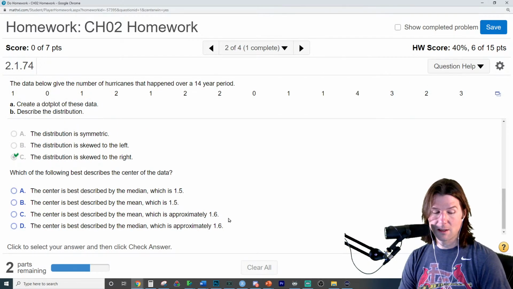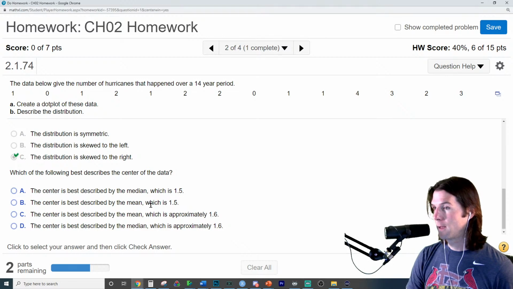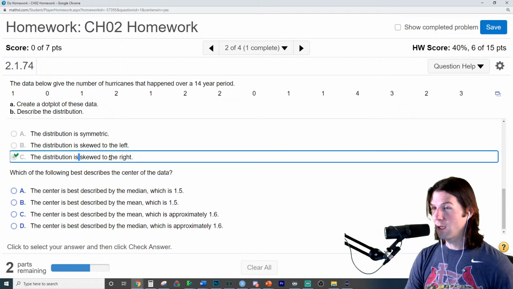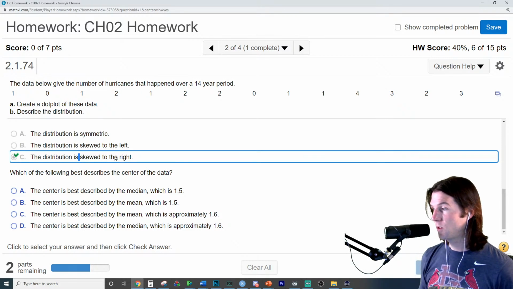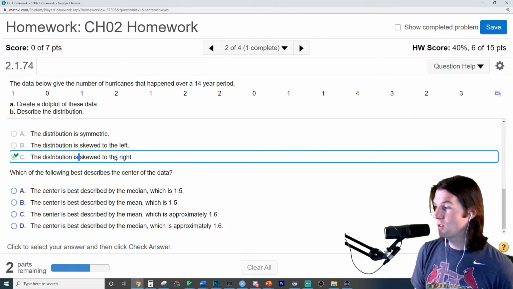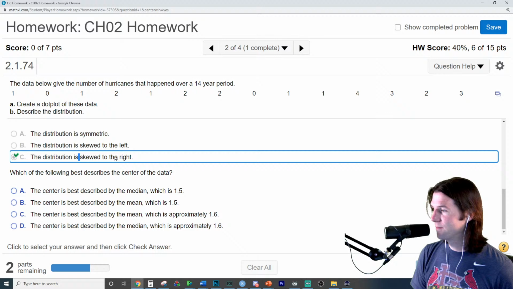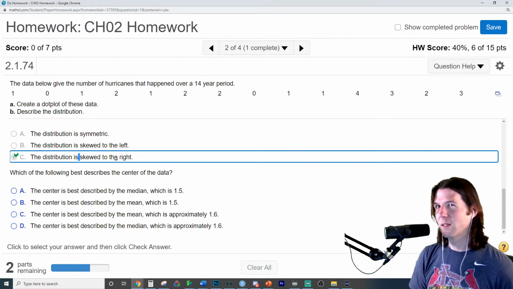What is the best description of the center? Don't even read these answers yet, because here's where people are going to get tricked. I'll tell you the easy way to know. We just said it was skewed. Since we said it was skewed, are we going to use mean or median? Good to see you here, Andrew. We're going to use the median.